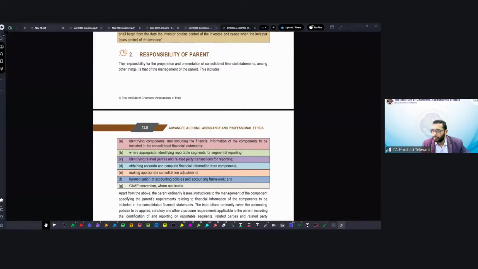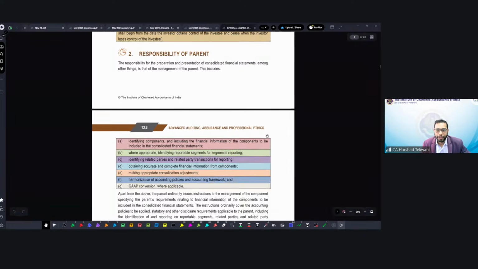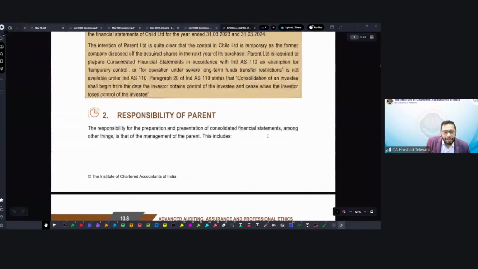Sir, with respect to point number 2, it says it is a duty of the auditor to do the consolidation. The consolidation is a duty of the management. They have to consolidate everything, and then only it has to be passed to the auditors. So that statement is not correct. Correct, absolutely. The responsibility of preparation and presentation of the consolidated financial statements, among other things, is that of management of the parent, not of the auditor.